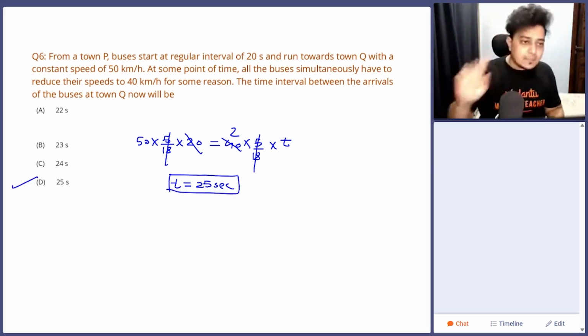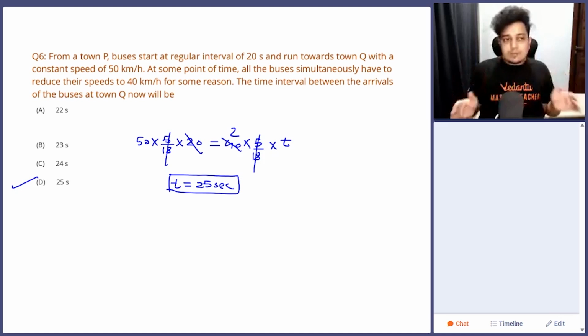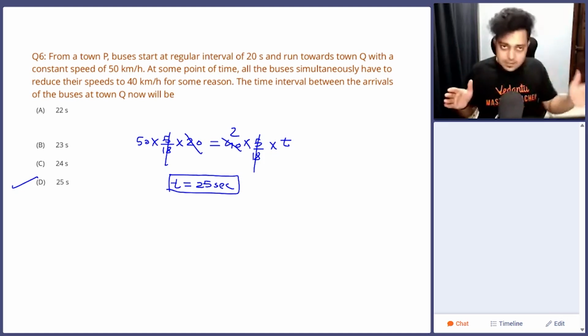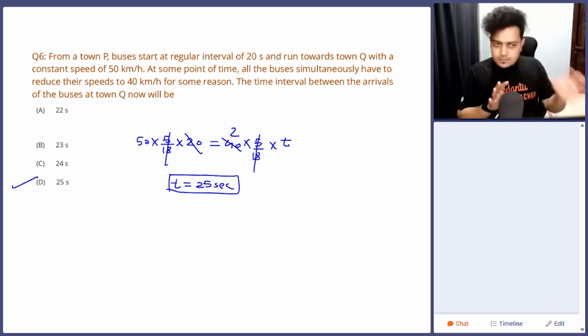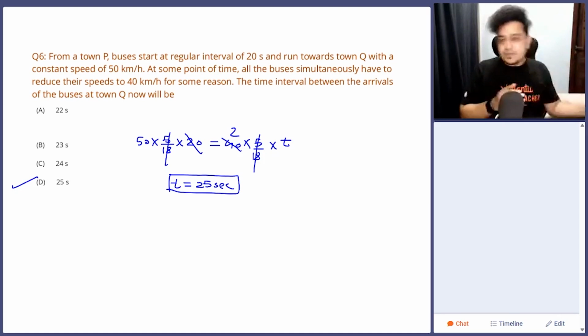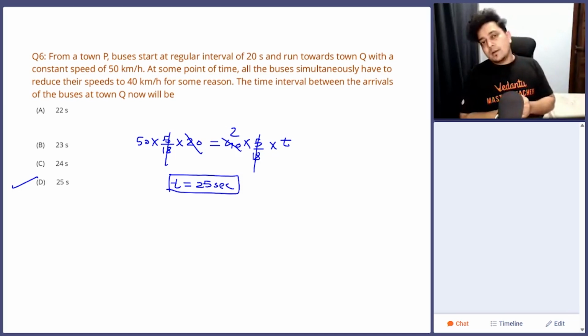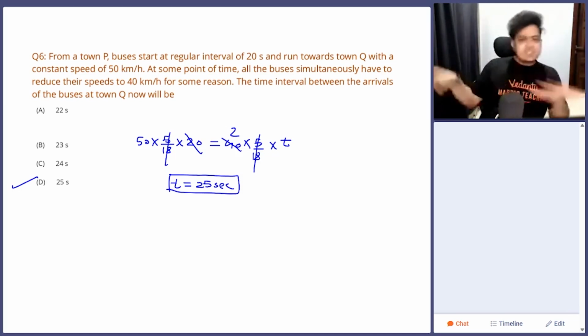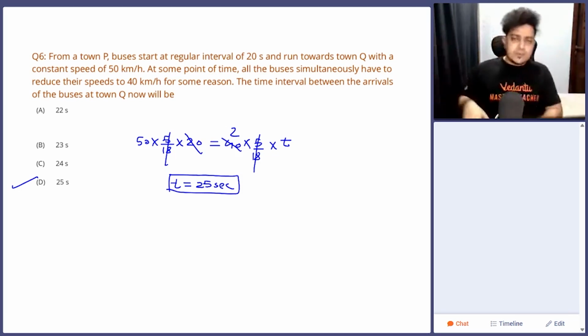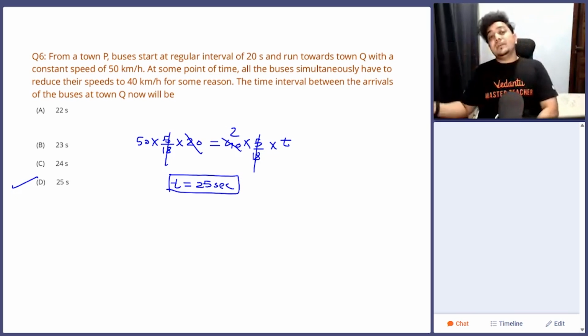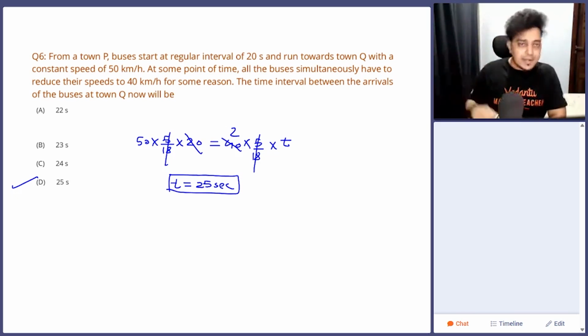Let me help you one more time. Pay attention, everybody. Now buses are leaving town P at a fixed speed of 50 km per hour, and the time between two buses is a 20 seconds interval. Now during the journey they all have to drop their speed to 40 for some reason, and now we are observing in town Q, where all the buses are heading, at what interval they are arriving.